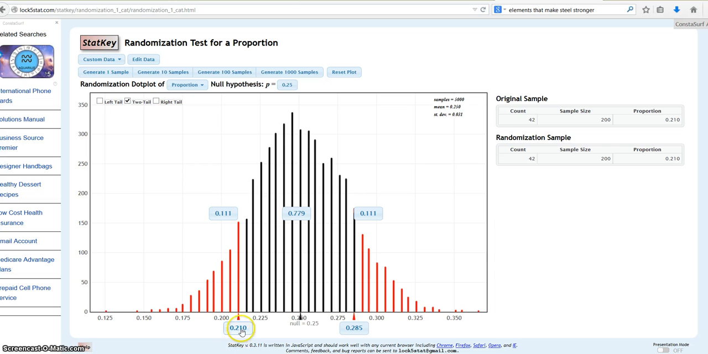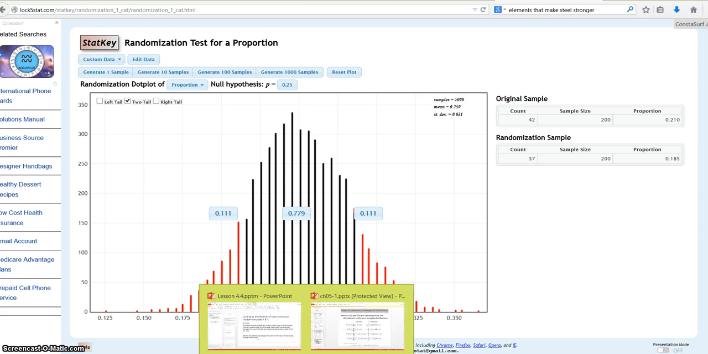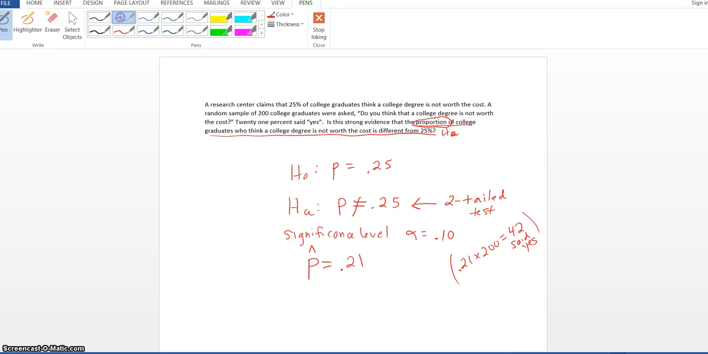Okay, so now what this is showing me is the proportion of the dots that are at 0.210 or below is 0.111. And then I need to double that to get my p-value with a two-tailed test. I'm going to take my 0.111 plus my 0.111 in this upper tail, and that's going to be my p-value. My p-value is 2 times 0.111, which gives us 0.222 for a p-value.